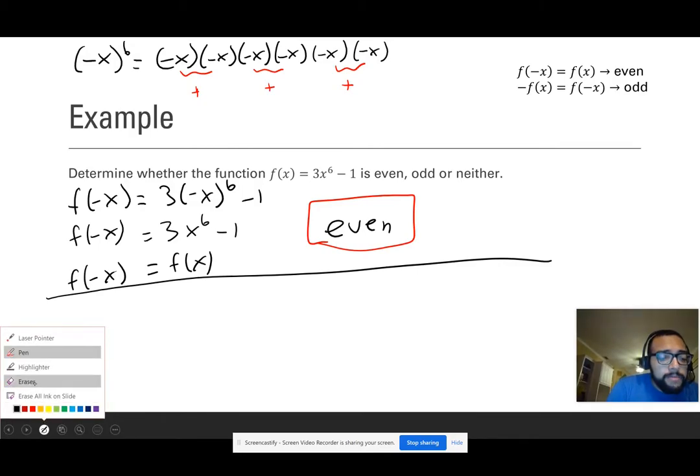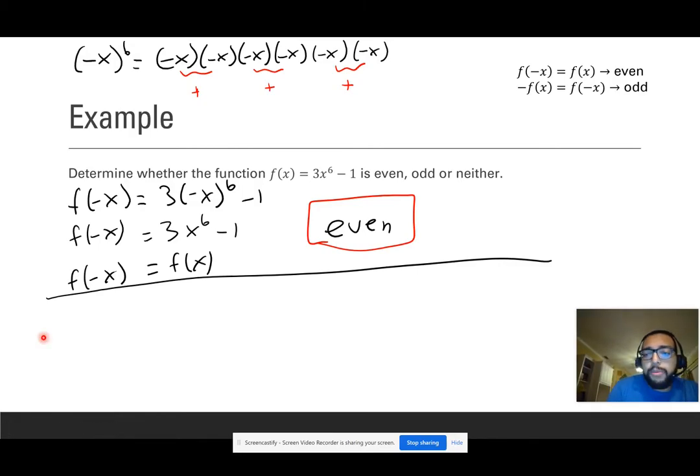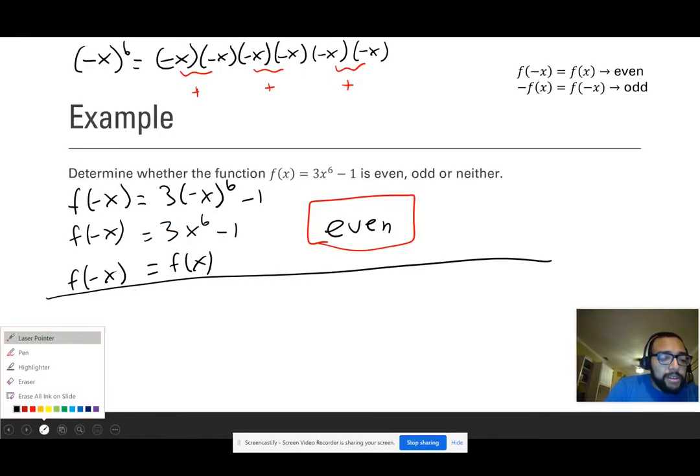Test for odd: negative f of x. If I take a negative on the outside and distribute it to everything in f of x, and after I do that I get f of negative x, that means it's odd. So if I do this and I end up getting this, that means it's an odd function.